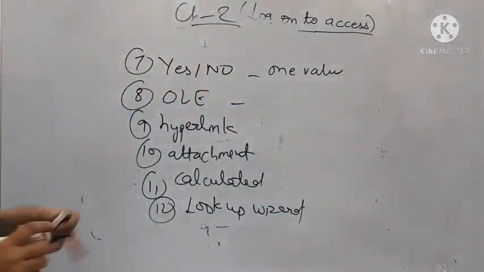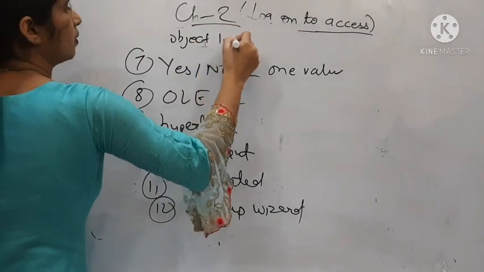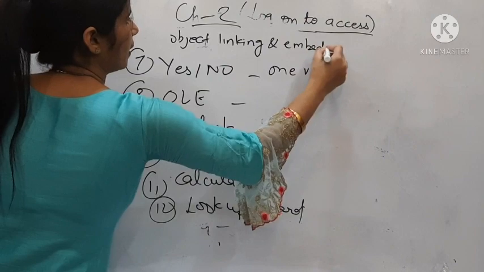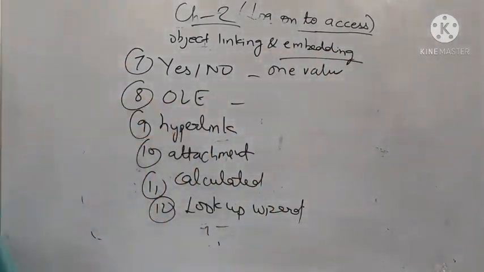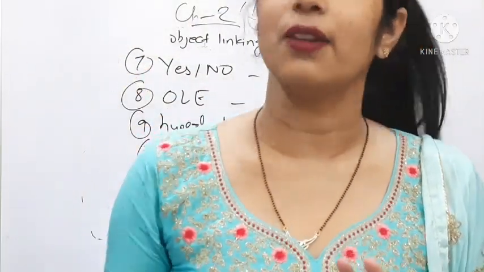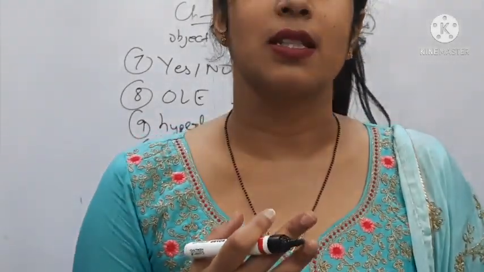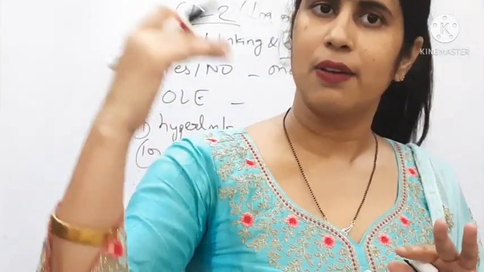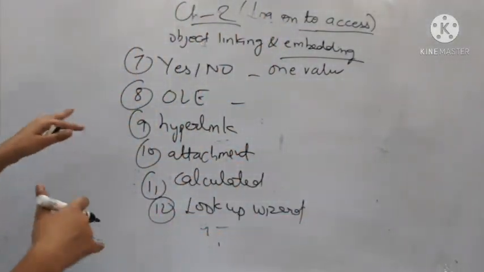Okay, next is OLE. OLE stands for object linking and embedding. As its name indicates, embedding. In the OLE data type, we can use any other document that is in any other software, in any MS Excel, in any MS Word. So if we are embedding or attaching any document from another application program, there we will use OLE.